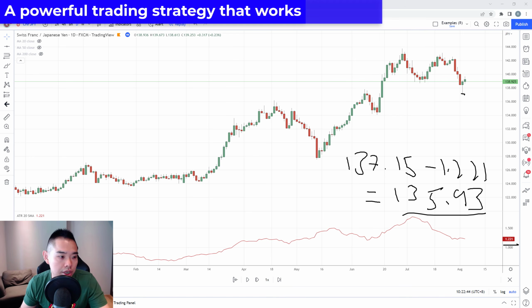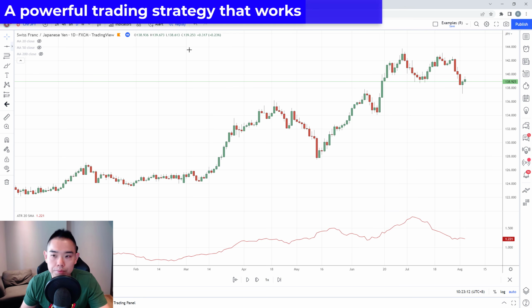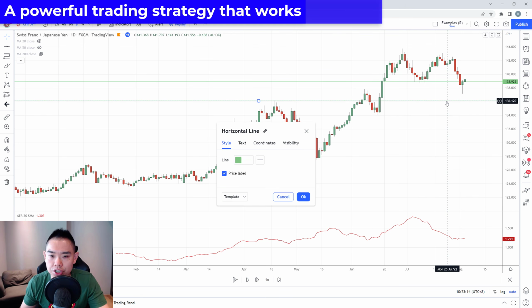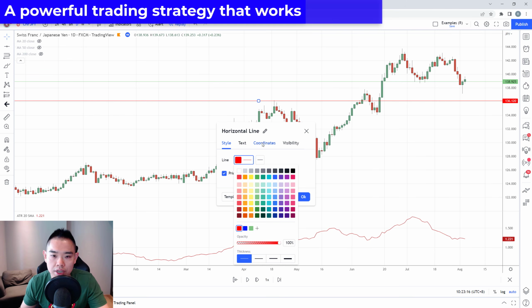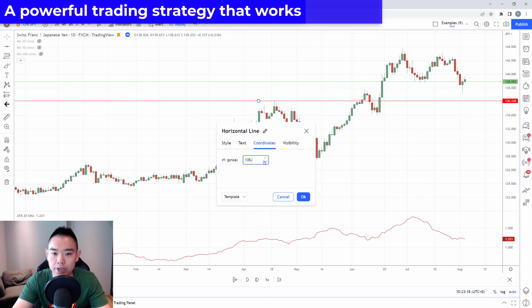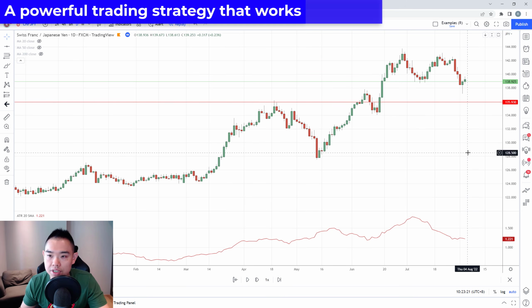So what I'm going to do is to bring out this line over here. I'll just change this to red to signify stop loss, and it's at 135.93. Okay, and there you have it. This is my stop loss level.